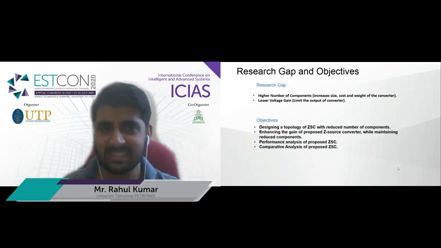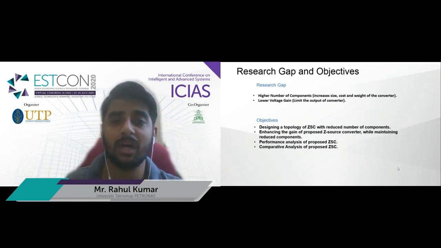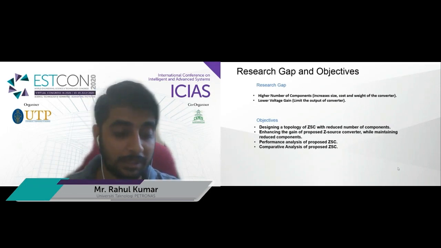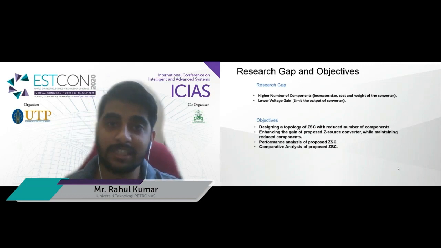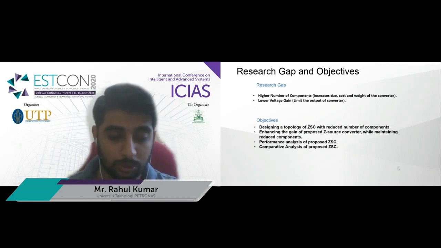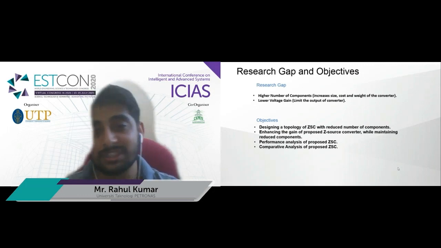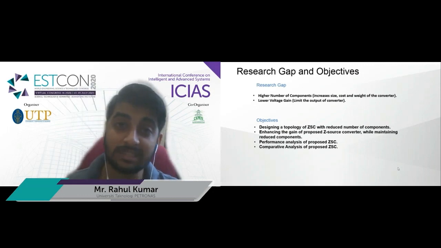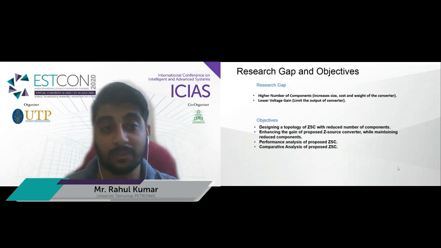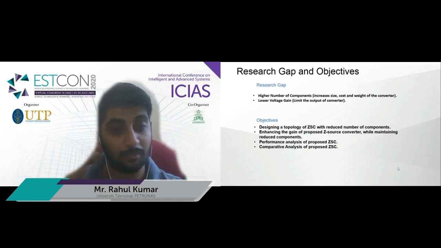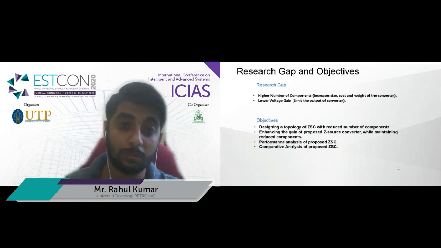To sum up my research statement: we should not use a higher number of components to get higher voltage gain. Why? Because on one side we are getting the advantage of higher gain, but on the other side we are increasing the size, cost and weight of the converter. So in a nutshell, the objective of this research is to reduce the number of components as much as possible and obtain higher voltage gain while maintaining the reduced number of components. This is the first objective. The other objective is the performance analysis of the proposed Z source converter.